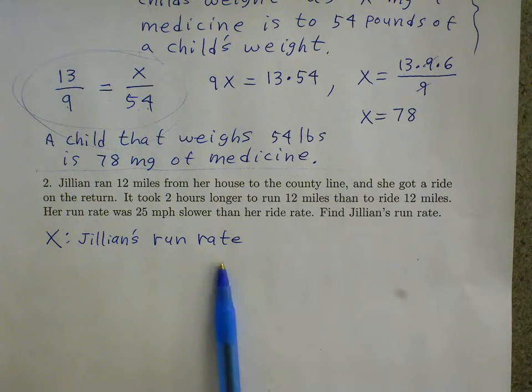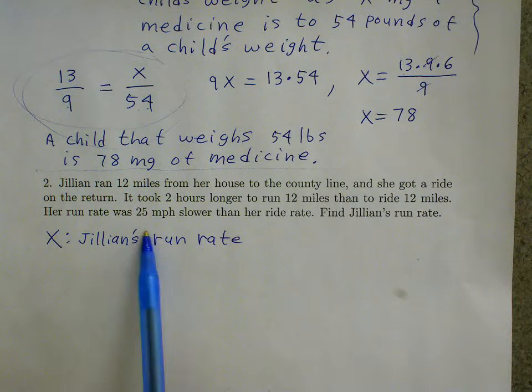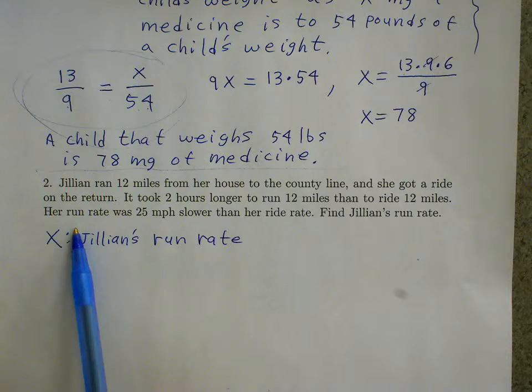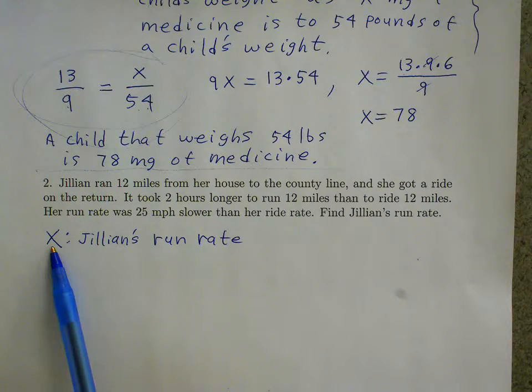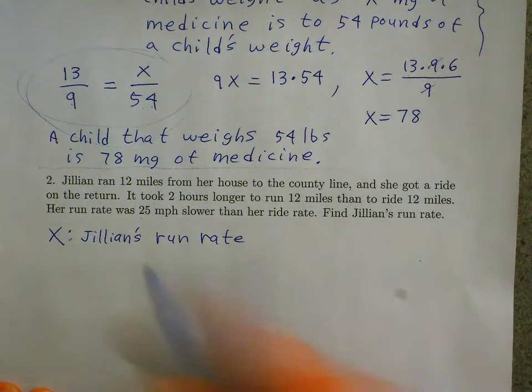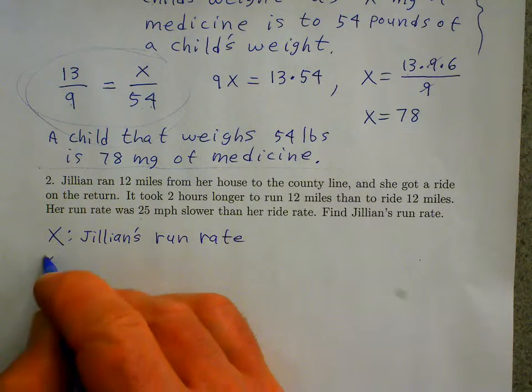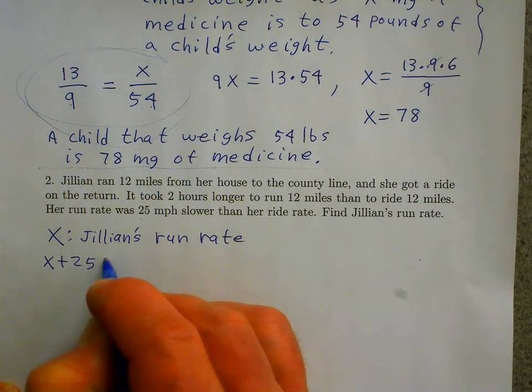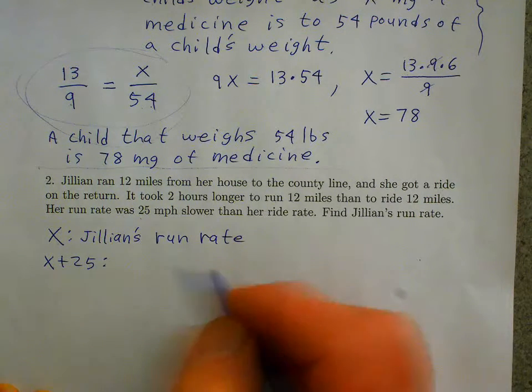So if her run rate is X miles per hour, what's the ride rate? Okay, her run rate is slower, so X is slower than the ride rate, and it's slower by 25. So if we add 25 to the slower rate, that is X plus 25 miles per hour, this is her ride rate.